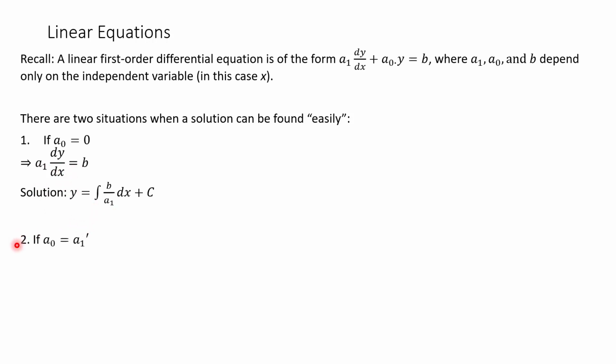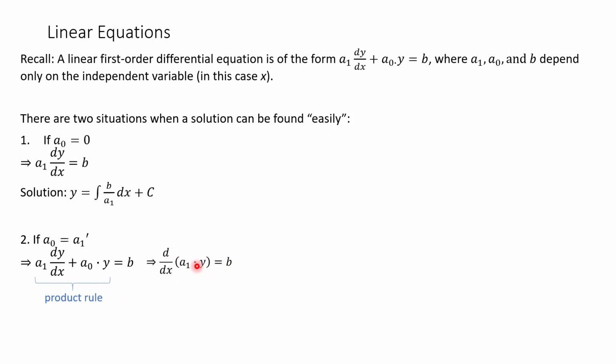So the other situation where this can be easily solved is if a naught actually equals the derivative of a sub 1. So if this factor right here that depends only on x is the derivative of this factor right here, then we can easily find a solution. And so it's because it's the product rule from differentiation, kind of if we work it backwards. So look what we end up with.